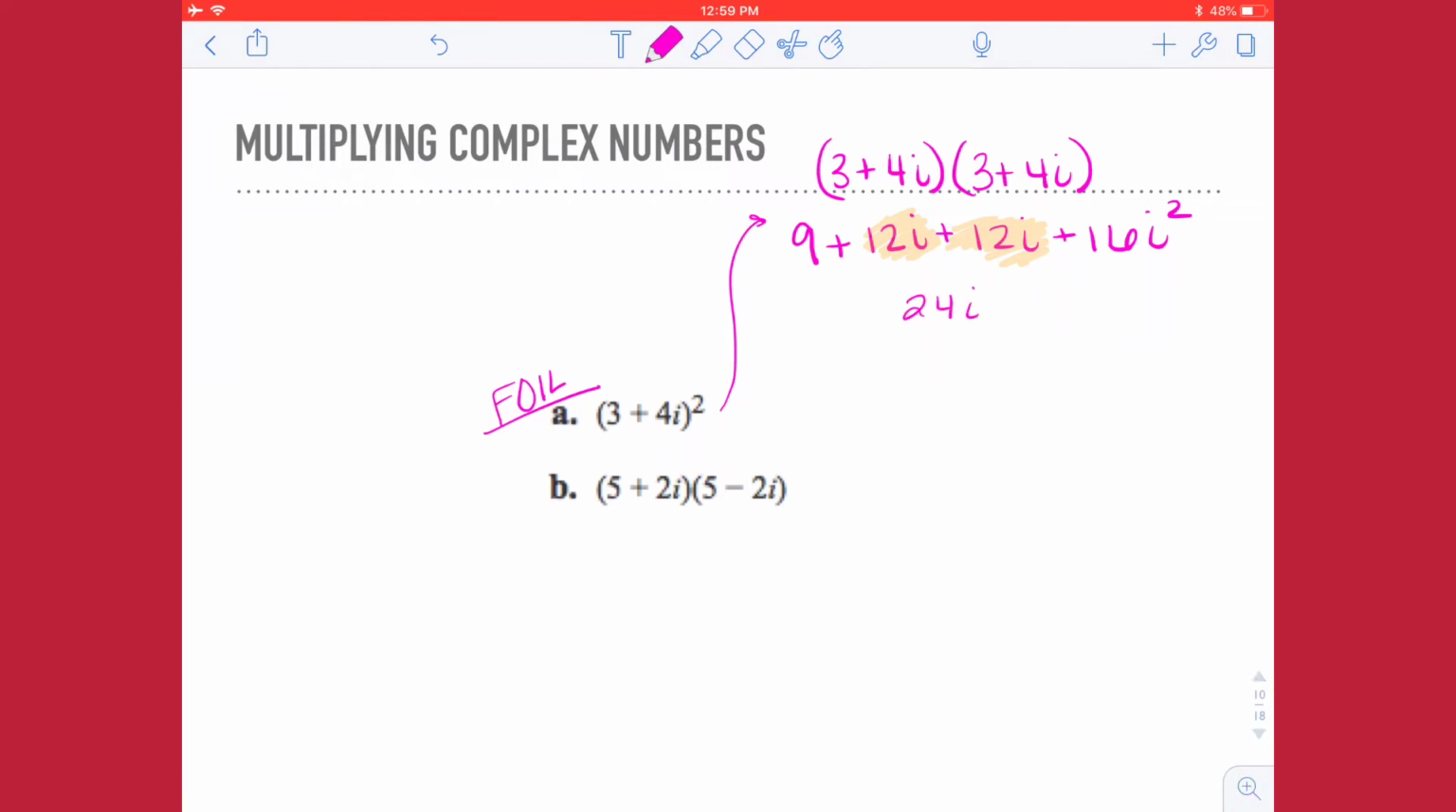so that gives me 24i. I'm going to bring down my 9, and then I want to do something here because I notice that I have i squared, and I know that that is equivalent to negative 1. So I have this 16 times this negative 1, which gets me 9 plus 24i minus 16. And I can go ahead and combine my like terms that I have here. And that's going to give me negative 7 plus 24i.